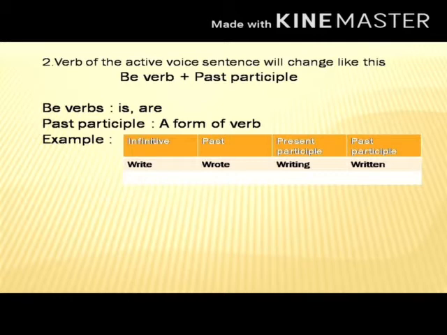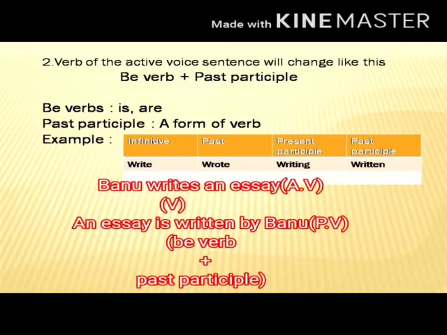Let's see some examples. Look at the sentence, Banu writes an essay. It is an active voice sentence. Here, writes is the verb. Look at the passive voice sentence. The verb write is changed as is plus written. Is the be verb. You all will feel, why don't we use the be verb are here? The reason is the subject of passive voice sentence is singular and essay is singular. That's why we used the be verb is here.